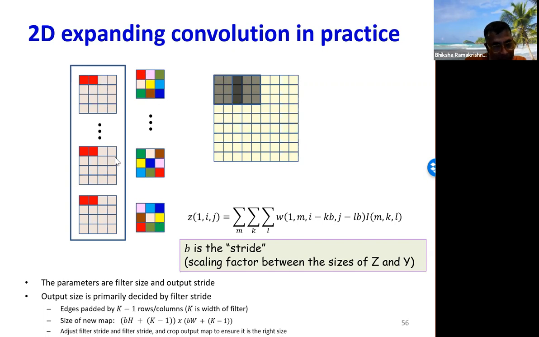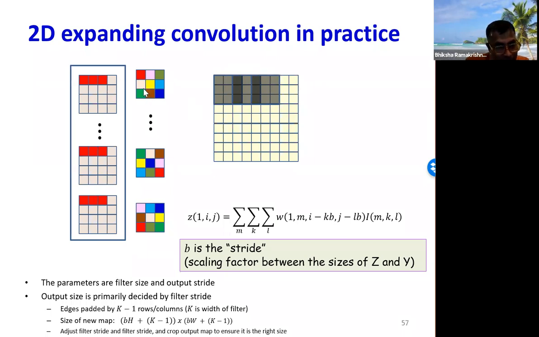So this second value multiplies this plane, this one multiplies this plane, this one multiplies this plane, and then I sum them all up. And that value is now going to, because I want to expand by a factor of b, I'm going to stride forward by a factor b. In this example, b is 2. So I'm going to stride forward by 2, and I'm going to copy the computed value over here.